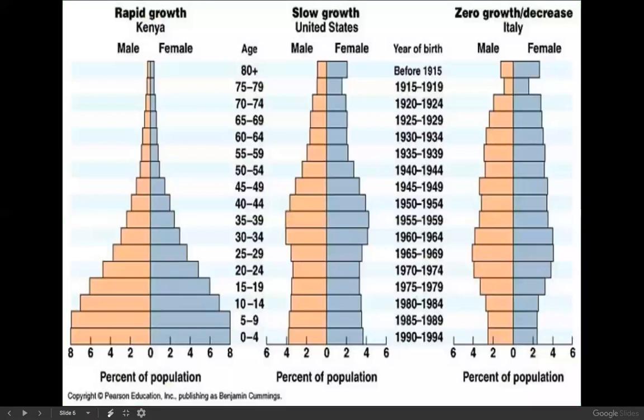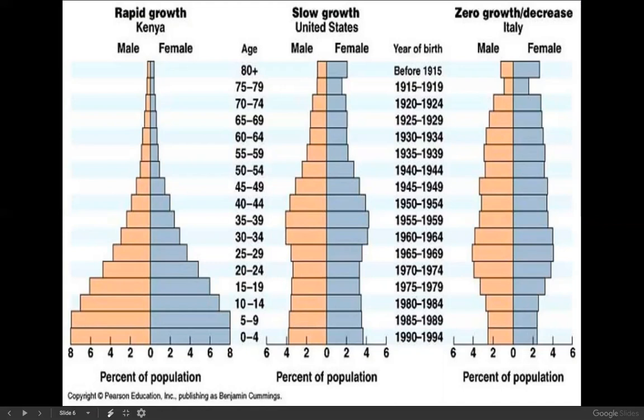So we looked at these last time. Again, on the bottom, you can see the numbers 0 to 8. That is the percentage of the population of that particular age group. So 0 to 4-year-olds and 5 to 9-year-olds in the Kenya growth rate are the largest population of people. So if you look at that country, it's very, very young in general. And then due to a host of different reasons, they just don't live very long.